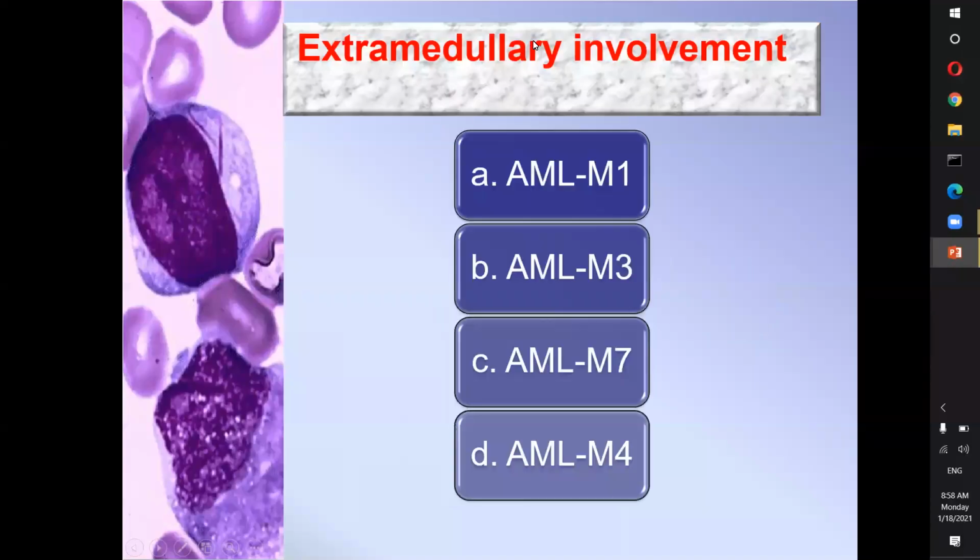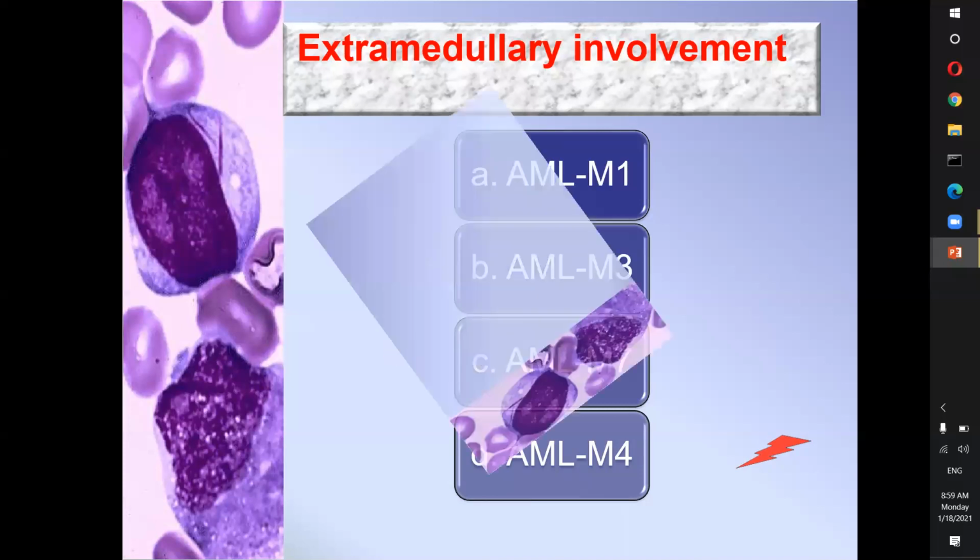Good. Extramedullary involvement, I mean when the blasts infiltrate organs outside the marrow. Features suggestive of M1, M3, M7, M4. What could be when the blasts infiltrate? Good, AML M4. This is a blast infiltrating the gum with gum hypertrophy, and this is an acute leukemia with extramedullary involvement. Very good.